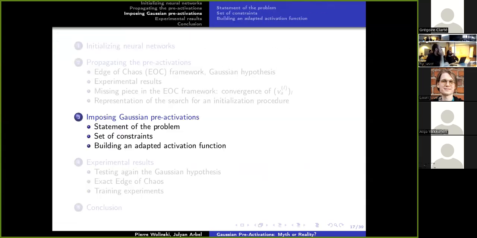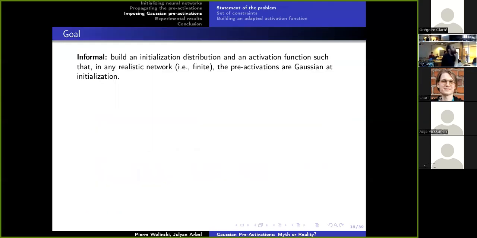So now, our proposed solution to the problems that we have with the edge of chaos procedure is how to impose Gaussian preactivations. Informally, we want to build an initialization distribution and an activation function such that in any realistic network, that is a finite network and not an infinite network with an infinite number of neurons per layer, the preactivations are Gaussian at initialization.